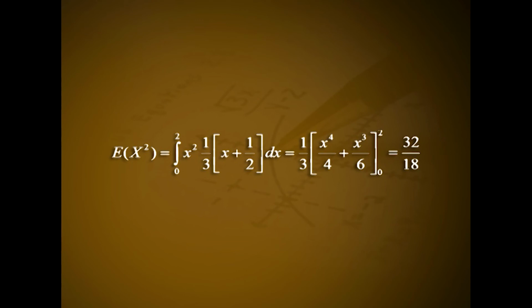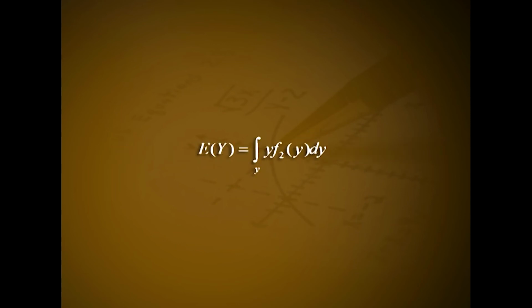Expectation of x square is equal to integral from 0 to 2 x square into 1 by 3 into x plus 1 by 2 dx. That is 1 by 3 into x raised to 4 by 4 plus x cube divided by 6 over the limit from 0 to 2. That is 32 divided by 18.